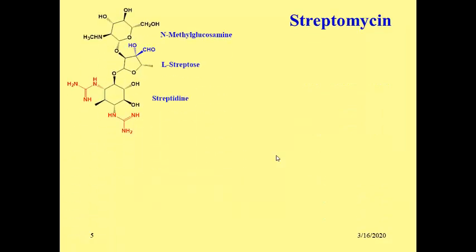Streptomycin, the first member, has the aglycon streptidine and 2 sugars: deoxystreptose, which contains an aldehyde as a terminal, and N-methyl glucosamine. Both sugars are attached at carbon number 4.